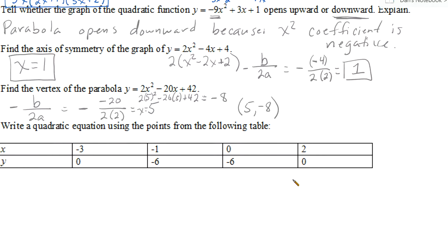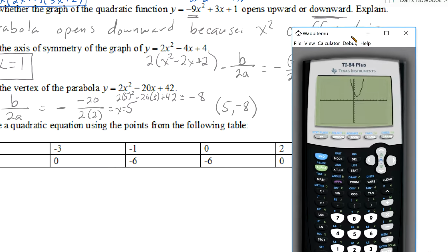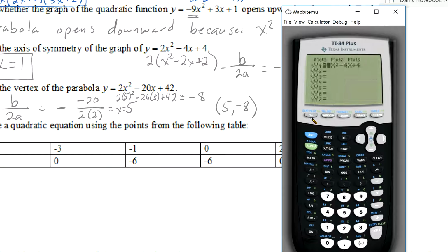Again, one thing you could always do is use your calculator. My y equals, clear that, just plug this in. 2x squared minus 20x plus 42. I should push graph because I've already zoom standard it. And if I look over here, 1, 2, 3, 4, 5, and down 8. So that point right there is 5, negative 8.